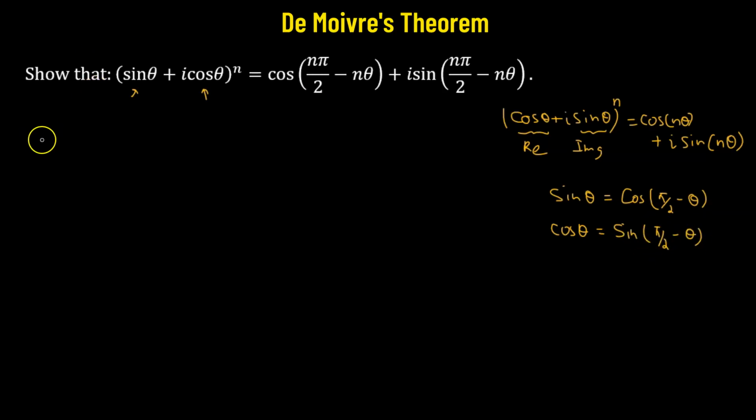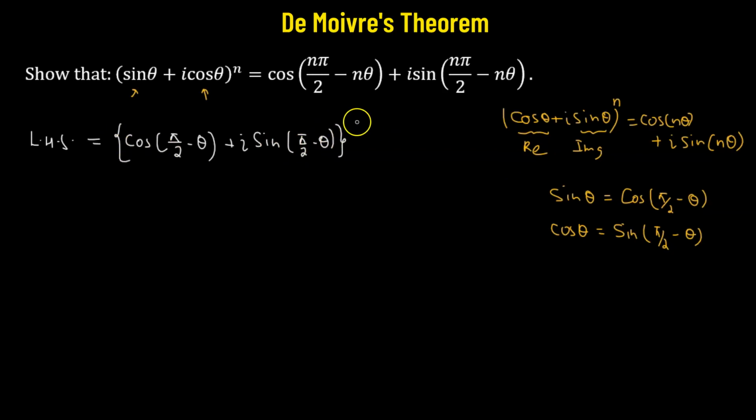That means our expression, if we start from the left hand side, can be rewritten as, in place of sine theta, cosine of pi over 2 minus theta plus iota times sine of pi over 2 minus theta, whole raised to the power of n. So we convert sine theta, which is the real part, to a cosine function, and cosine theta, which is the imaginary part, to a sine function. Now we can successfully apply de Moivre's theorem.